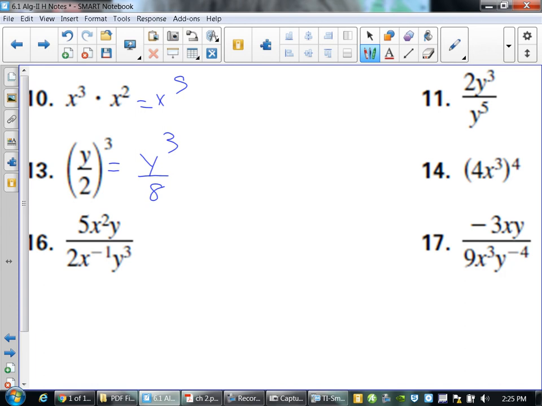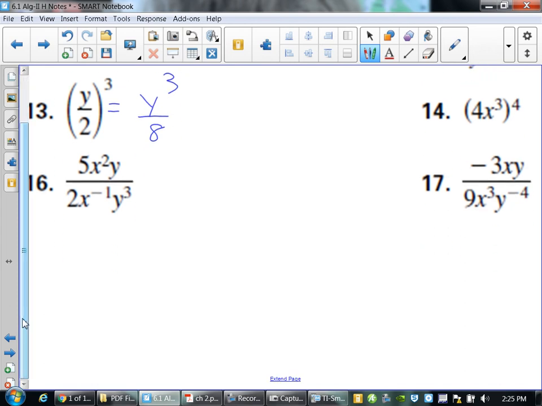5x to the third over 2y squared. All right. Numbers first. Whenever you have numbers, take care of them first. 5 and 2 can't simplify.